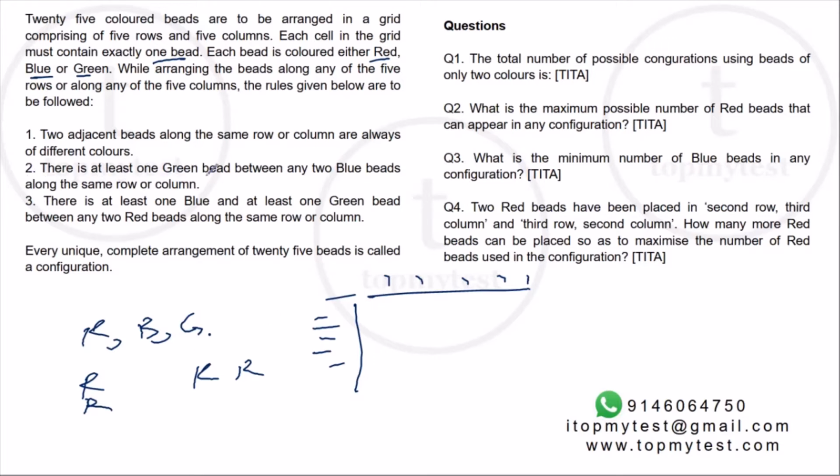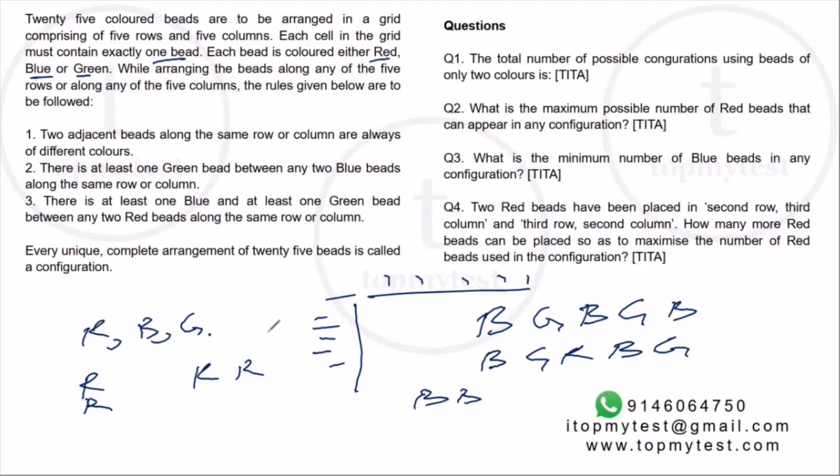The second one says there is at least one green bead between any 2 blue beads along the same row or column. So if you have a blue bead, then you should have at least one green bead. Then you can have blue, then again green, then blue. This is possible. You can also have blue, green, red, blue, something like this also. But you cannot have 2 blues in a row, which is anyways known to us. Besides this, there should be at least one green. You can skip the red, but there has to be at least one green between 2 blue beads.